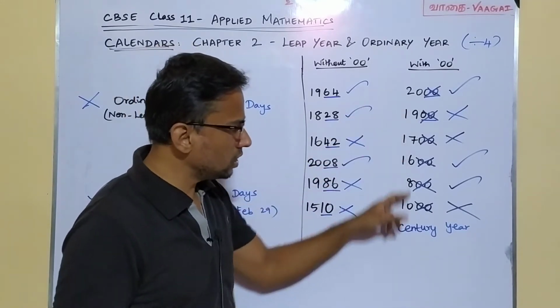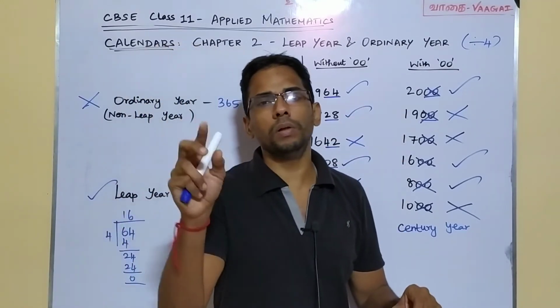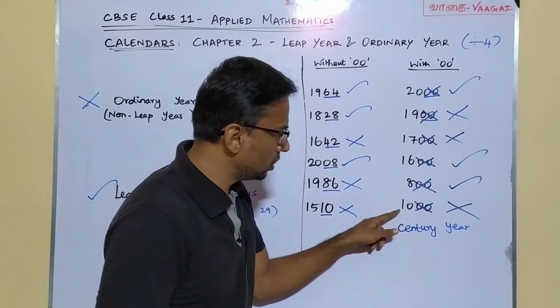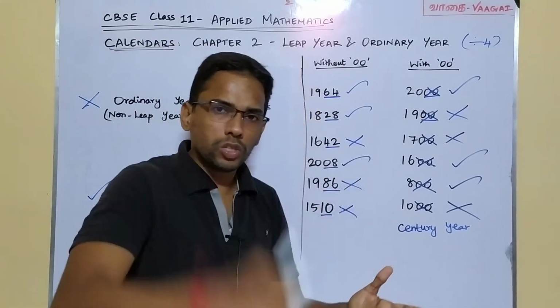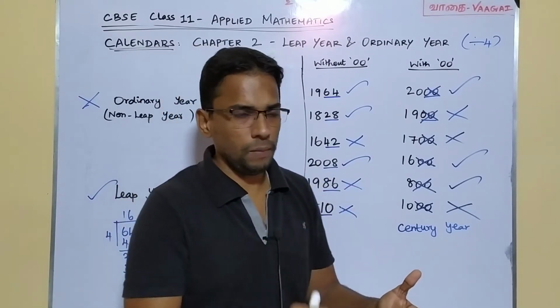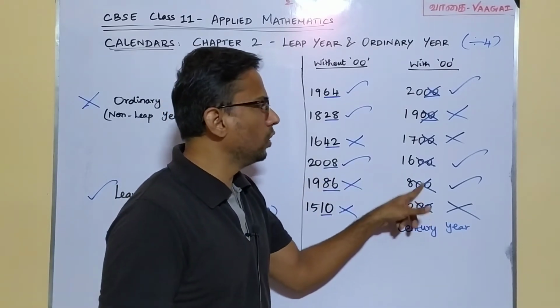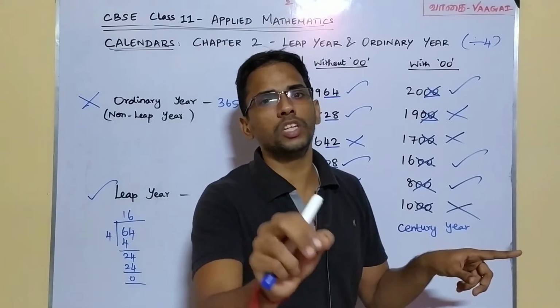Okay. Now see, all these years are going to end with double zeros. Of course, if you see these years, they are going to end with triple zeros. But no matter, they are also century years. No doubt in that. Is it or not? So years that precisely end with double zeros, you call them century years.